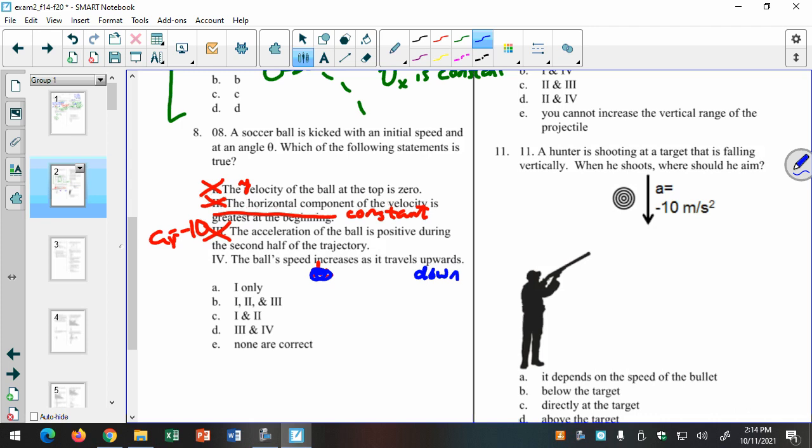However, notice that if I did velocity here, that would no longer be correct. You understand why that is? Because as it goes down, the velocity gets more negative. So I would write speed. I wouldn't trip you up in that way. But if it said the ball's speed increases as it travels downward, that would be correct.